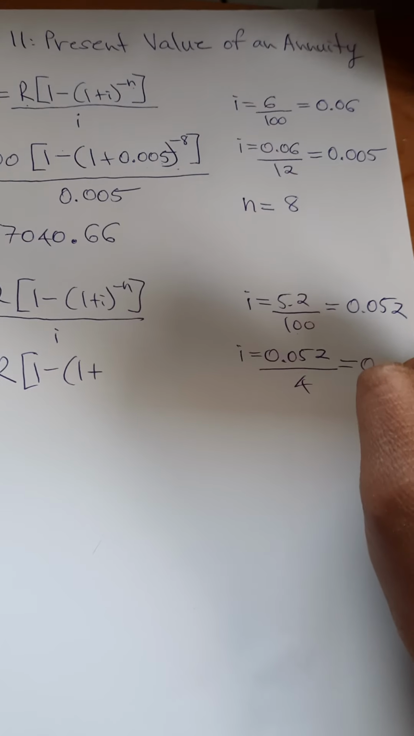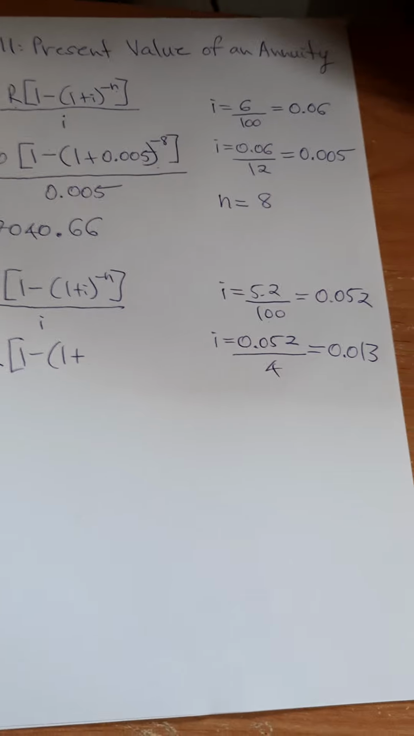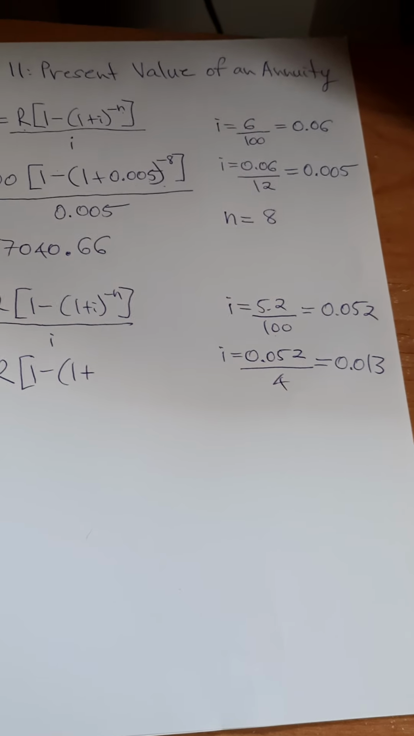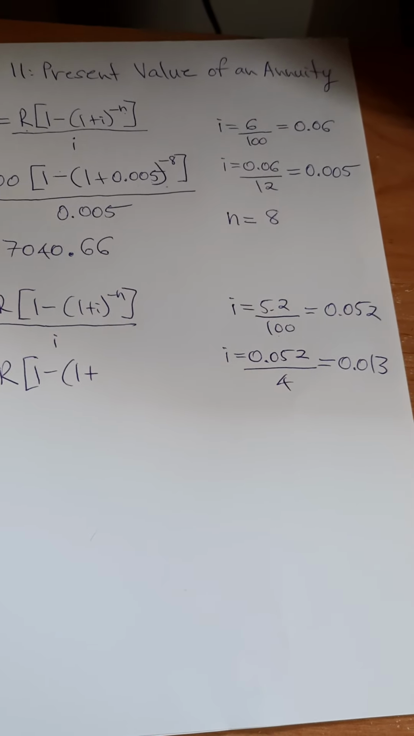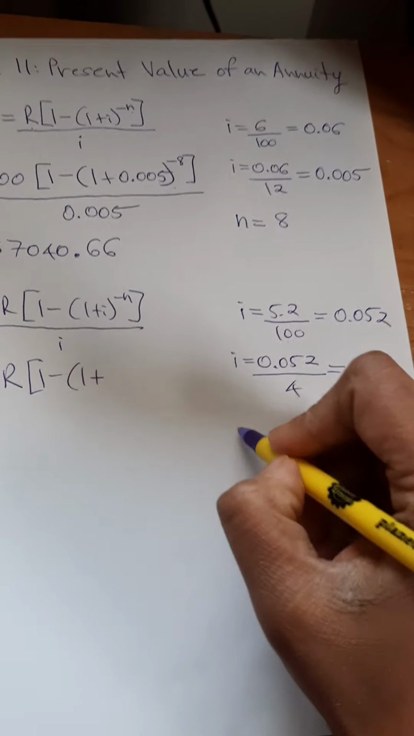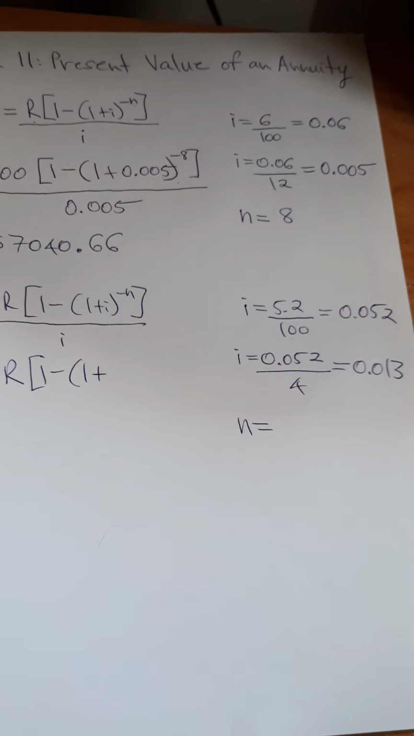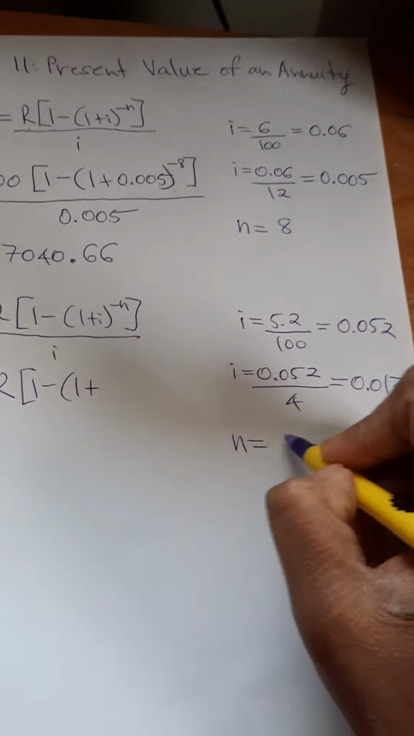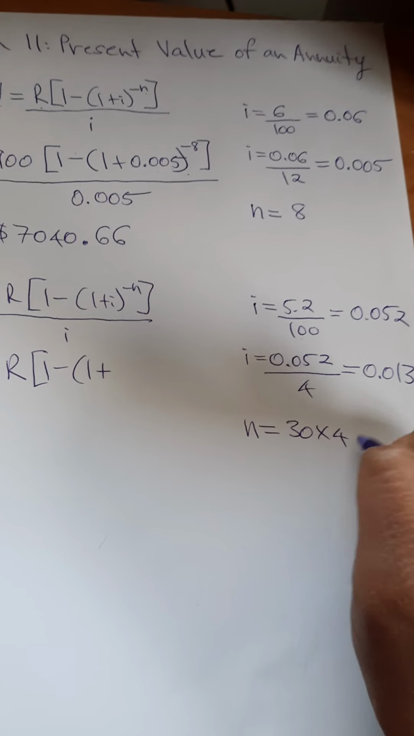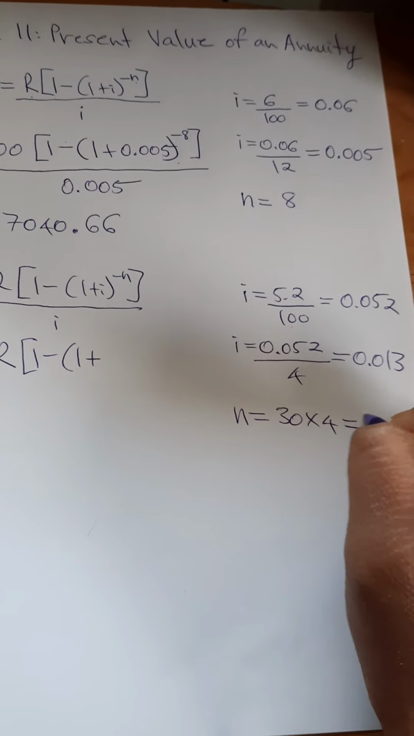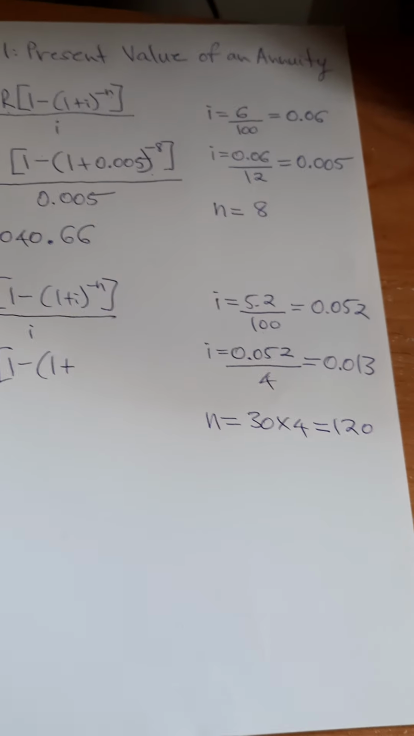And we're getting 0.013. Okay, the value of N, which is the compounding period. So she wants to withdraw this money for the next 30 years, and because it's compounded quarterly, we're going to times it by 4. So the value of N is 120.